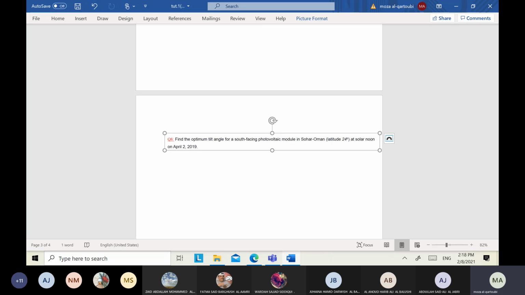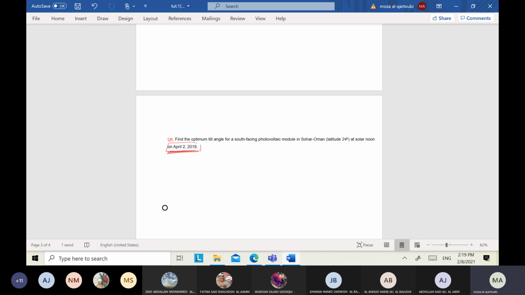Given: find the optimum tilt angle for a south-facing photovoltaic module in Suhar, Oman, latitude angle lambda equal 24, at solar noon again, and the date is the 2nd of April 2019. If you have the original tutorial, the date is different. This date changed only yesterday. Before, it was given as the 1st of March. Now for this question, change the date to the 2nd of April.